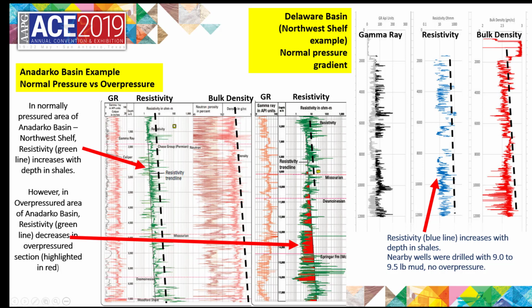Where am I going to pick up enough shale so that I can look at the resistivity? And the trend of resistivity in this well is just gradually increasing with depth. This well is not in the overpressured section. The bulk density is behaving like it should and gradually increasing with depth. The reason we know this is because all nearby wells were drilled with 9 to 9.5 pound mud, and it was not an overpressure.